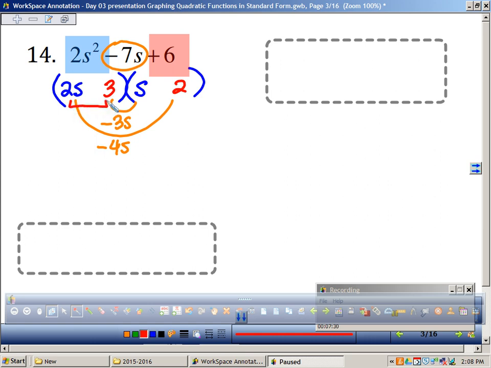So what's this one going to be? Negative what? 3/2. Oh wait, it's going to be positive because these both are supposed to be negative. Thank you. I forgot my negative signs. So it's going to be +3/2, and this one's going to be +2.